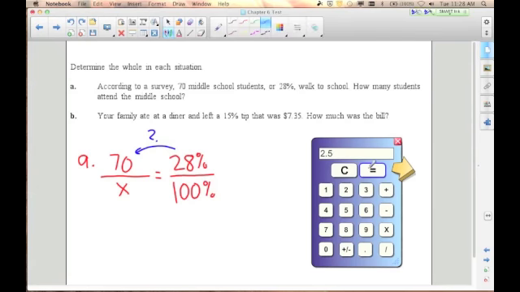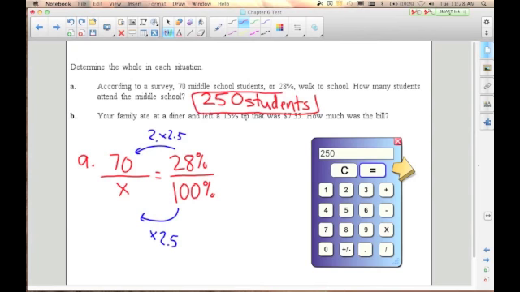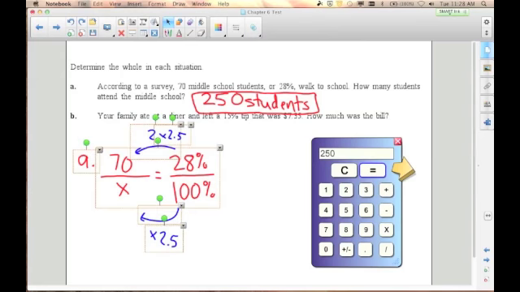So to get from 28 to 70, I had to multiply it by 2.5. To get from 100 to what the whole is going to be, I multiply it by 2.5. Do the same thing to the top and the bottom of the ratio to get an equivalent ratio. And I find that it's going to be 250 students in the whole school, in the whole middle school.